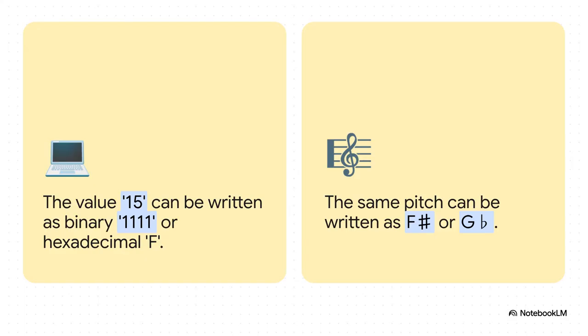So you might be asking, why on earth do we need 2 different names for the same sound? Well, this computer science comparison explains it perfectly. Think about it. A programmer can write the number 15 as 1111 in binary, or just F in hexadecimal. They both mean 15, right? The programmer just chooses the one that makes the most sense in that specific context. And it's the exact same thing in music. A composer will choose F sharp or G flat depending on the key of the song or what chords are around it. The spelling is all about the underlying logic.